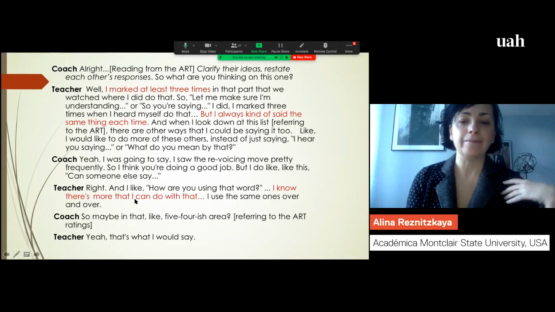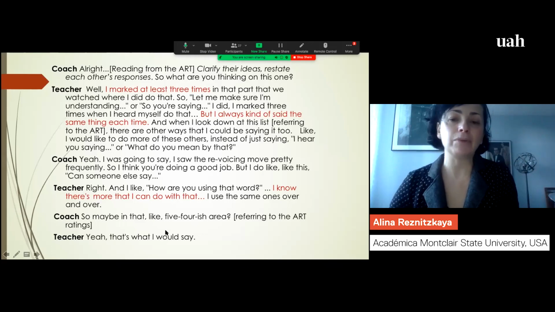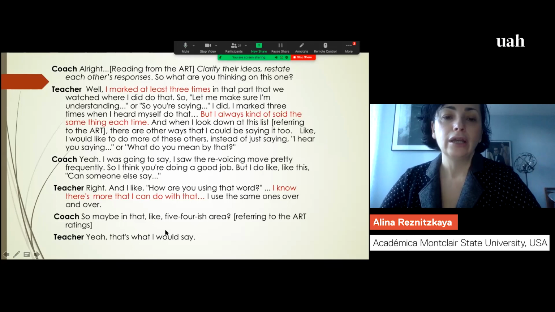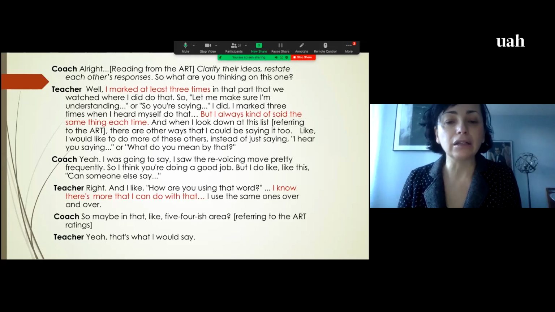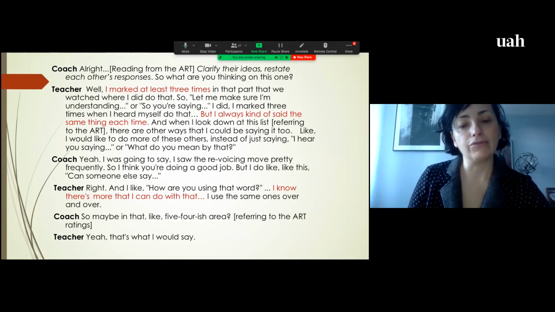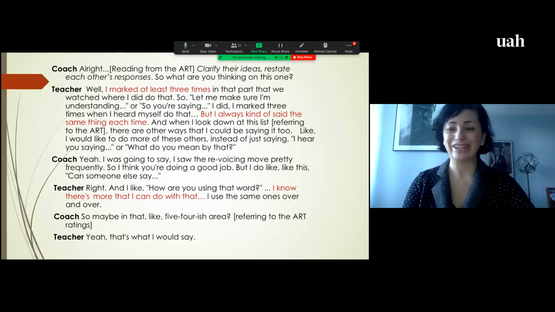And so, this is just an example of how this tool really brings close attention to talk and a very analytical way of looking at discussion practices. And I think I'm going to stop here.